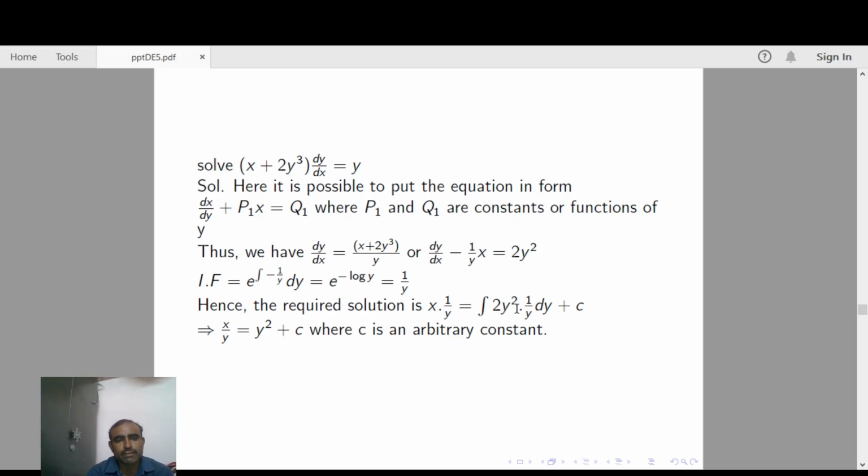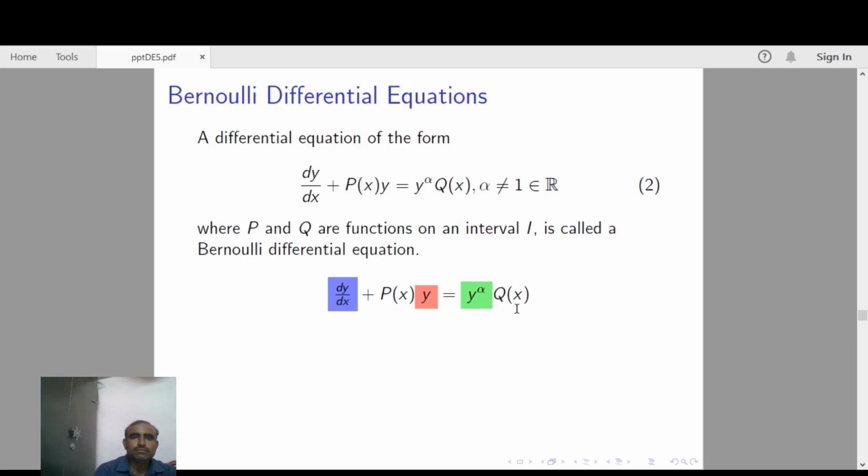So plus c. x by y is equal to y square plus c, where c is an arbitrary constant. This is the solution. Now Bernoulli differential equations.